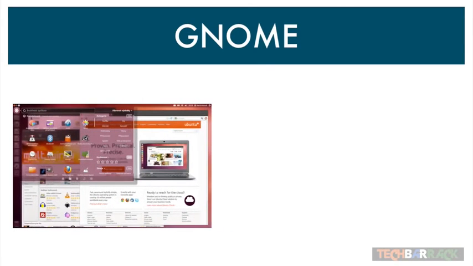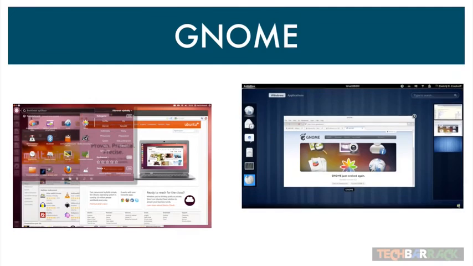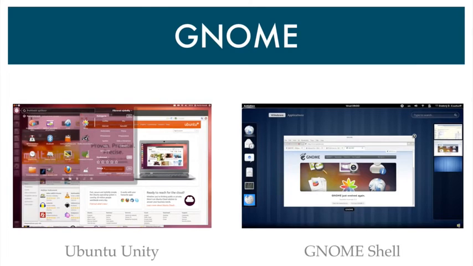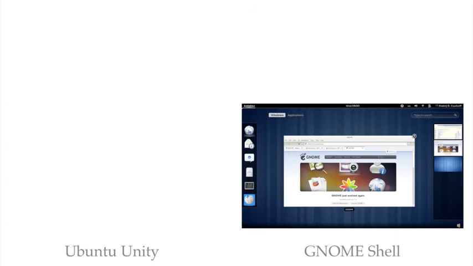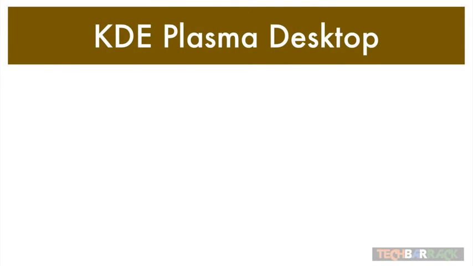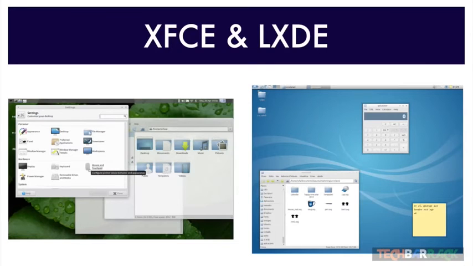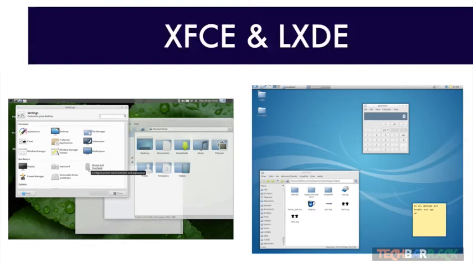Let's have a look at GNOME. On the left hand side we have Ubuntu Unity, and on the right hand side we have GNOME Shell. So this is how it looks in the GNOME graphical user interface. For KDE Plasma Desktop, it will look like this. And for XFCE and LXDE, it will look like this. The XFCE is on the left hand side and LXDE is on the right hand side.